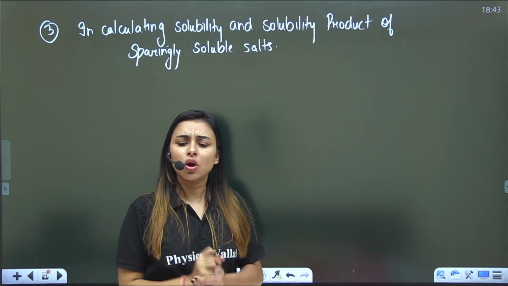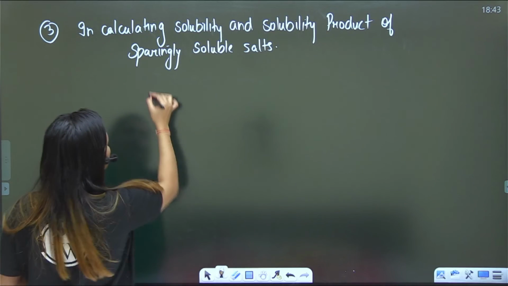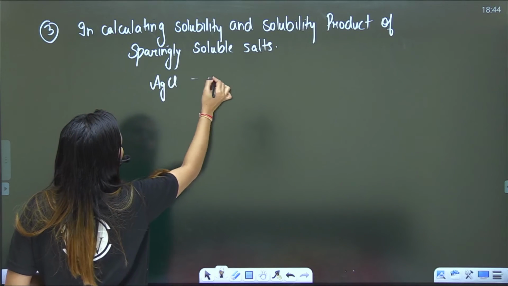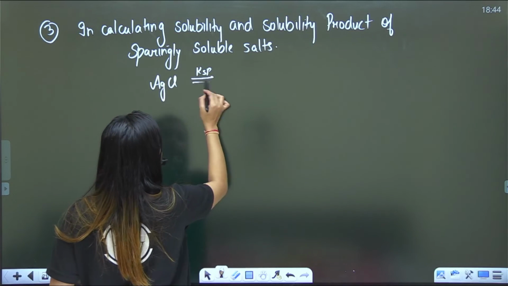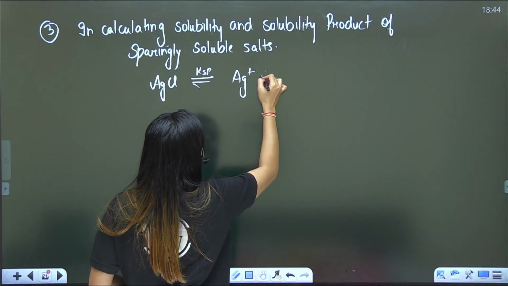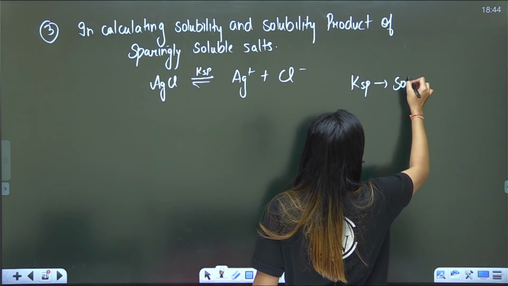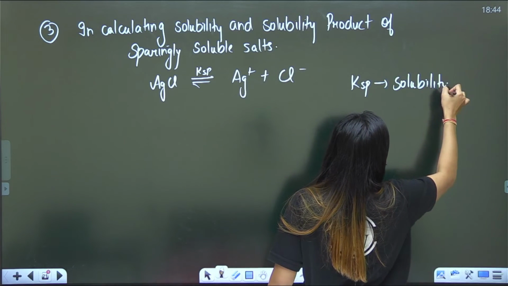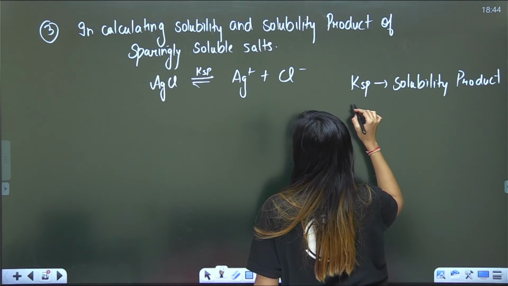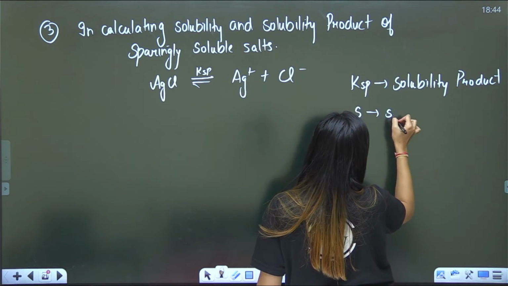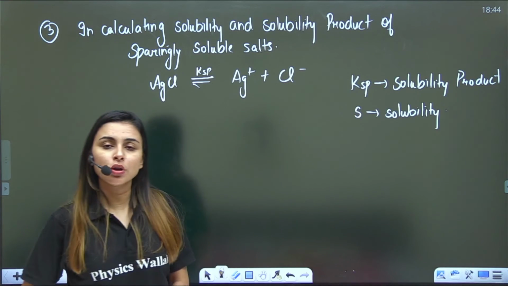Let me give you a normal example and you will understand it. Let's say you have a sparingly soluble salt AgCl. So KSP will be the solubility product. This will give you Ag plus and Cl minus. So here, my dear students, KSP is the solubility product and here S will be the solubility. Okay, I hope you're clear till now.